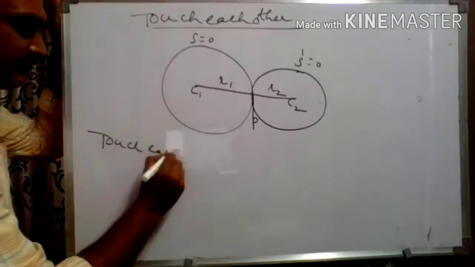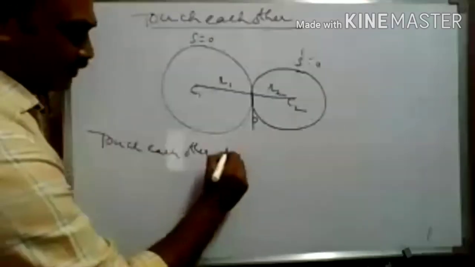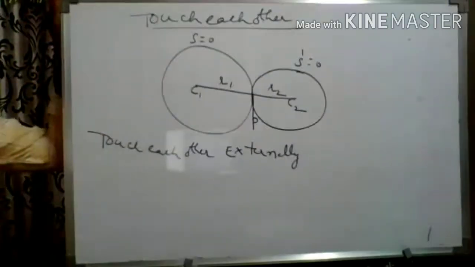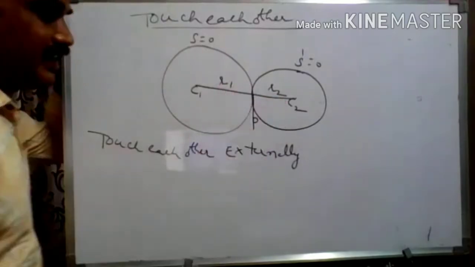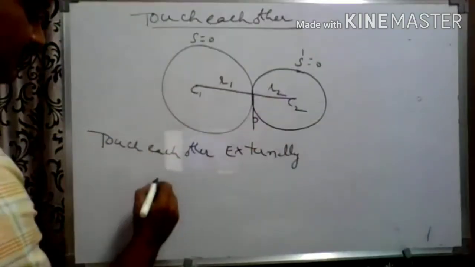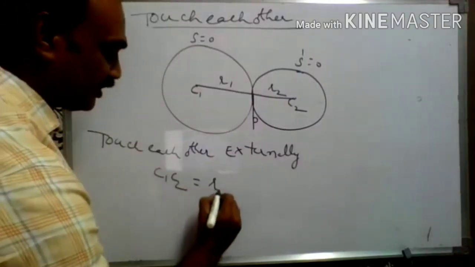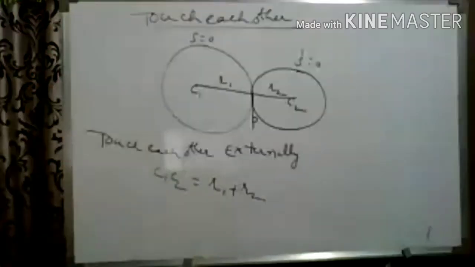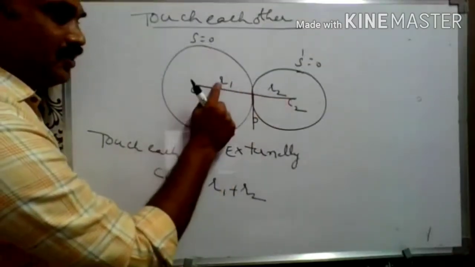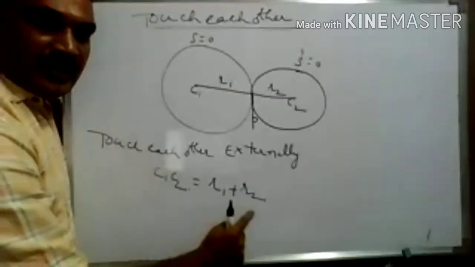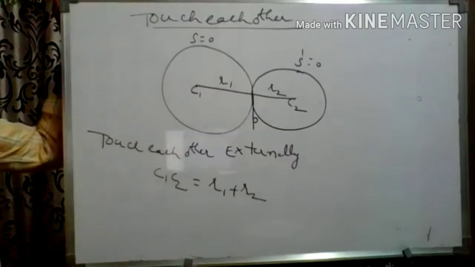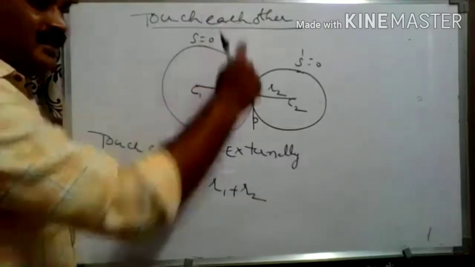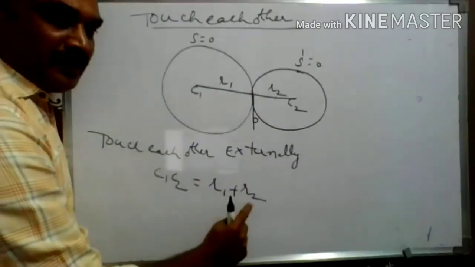Students, touch each other externally. See what is the condition, students? C1C2 is equal to R1 plus R2. Observe the diagram. C1C2 is equal to R1 plus R2. This is important: if two circles touch each other externally, C1C2 is equal to R1 plus R2.